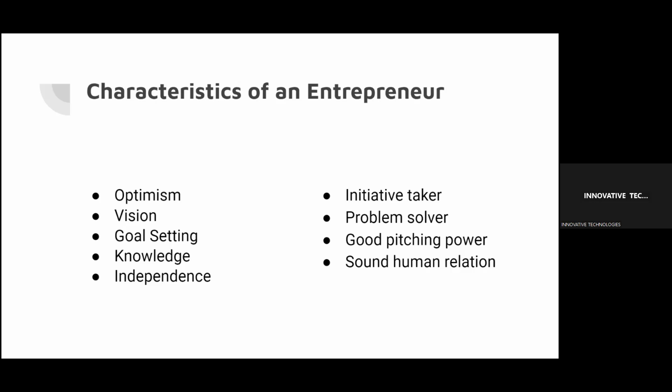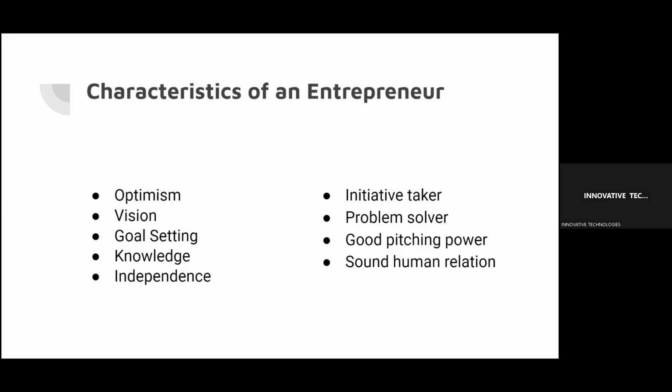And also the main important thing is the knowledge about the product. Once he has a product in his mind, he should have complete knowledge of those products. So an entrepreneur should have a sound knowledge and an understanding of what he is planning, and a broader view of business technicalities also. So he should have business knowledge as well as product developmental knowledge. So knowledge is also an important characteristic of an entrepreneur.